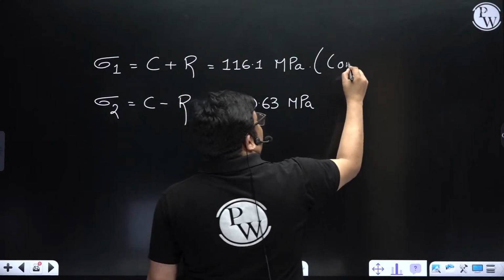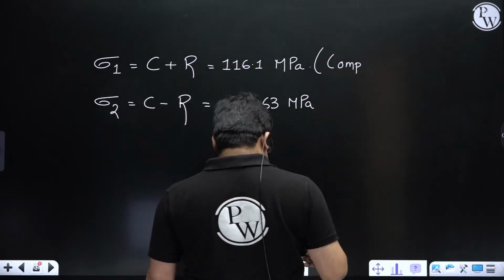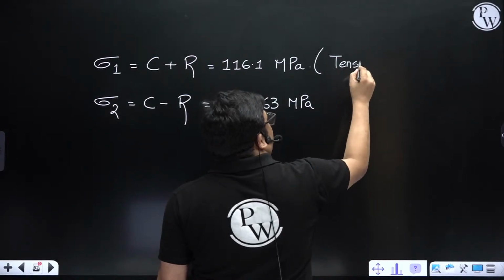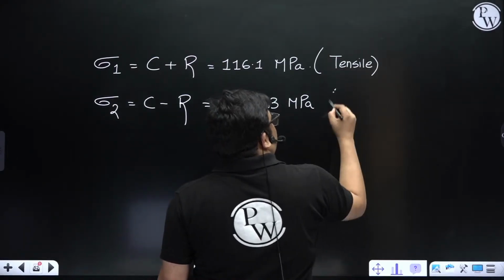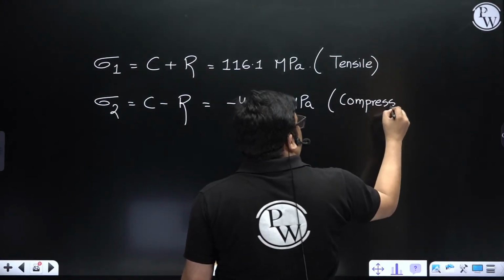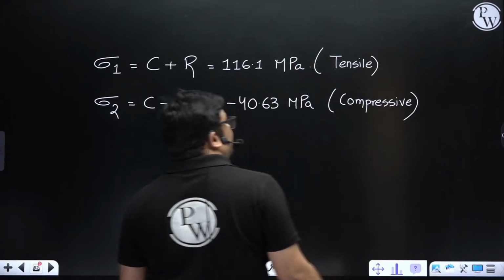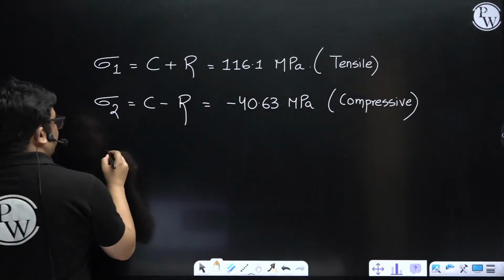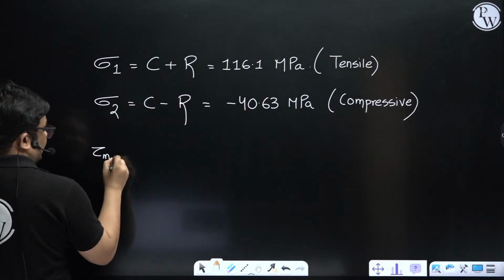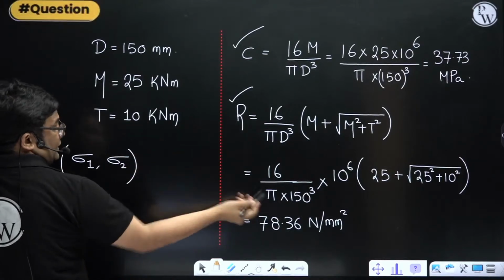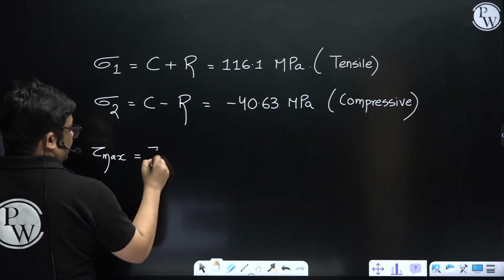Whenever I get a positive value, I take it as tensile, and here I take it as compressive. I have explained this in Mohr's circle. Tensile I take positive and compressive I take negative, right? And then if they ask you the maximum shear stress, the maximum shear stress is anyhow R, equal to this one. This will be the maximum shear stress.